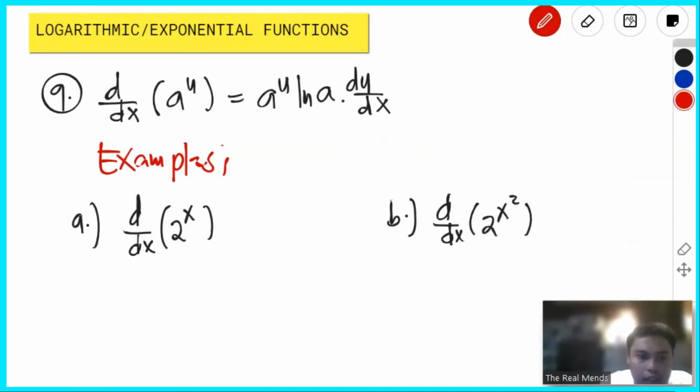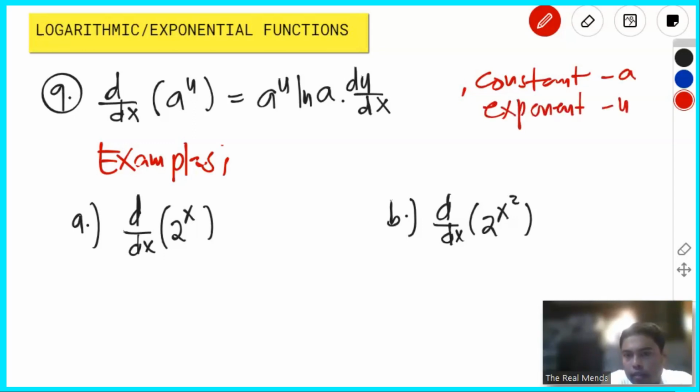In this formula, if we get the derivative of a raised to u with respect to dx, our a here is a constant, and then our u is the exponent. So to get the derivative of this, we have a raised to u times ln of a times du over dx.